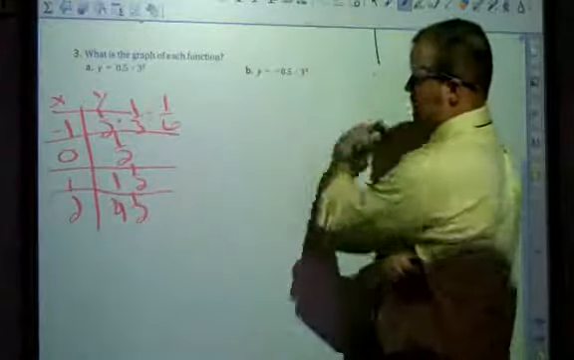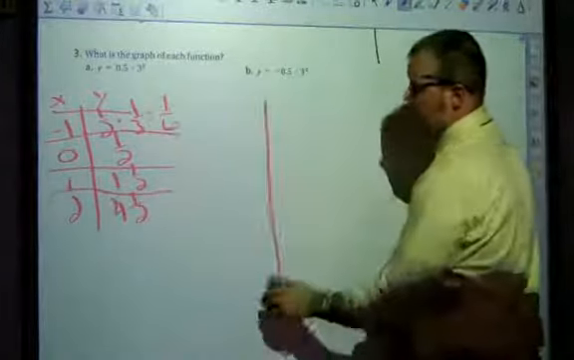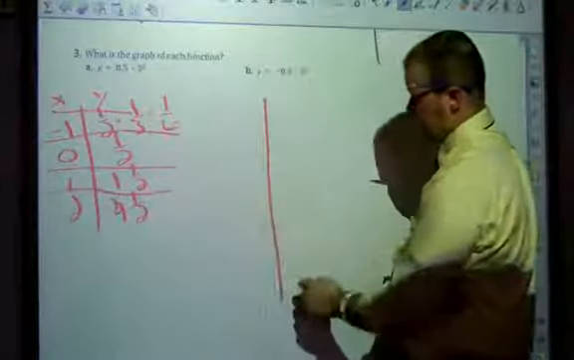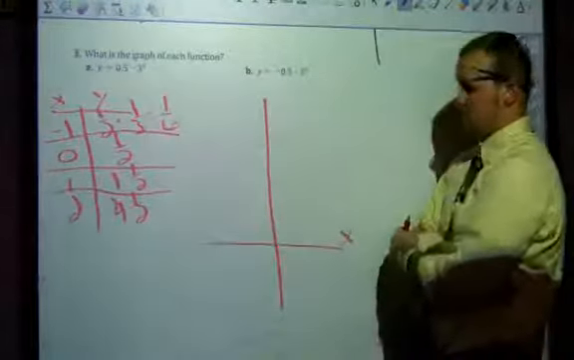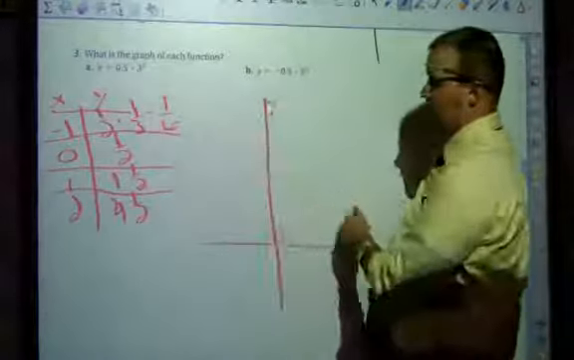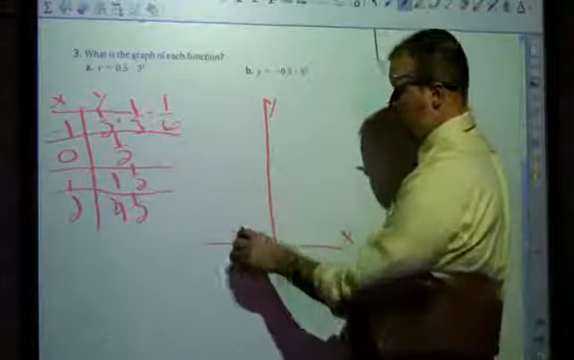I kind of use up some of the space for this, that's fine. But I see it's increasing, so I'm going to put my x-axis a little bit lower, just for the sake of having enough space for it. At -1, we're at 1/6.